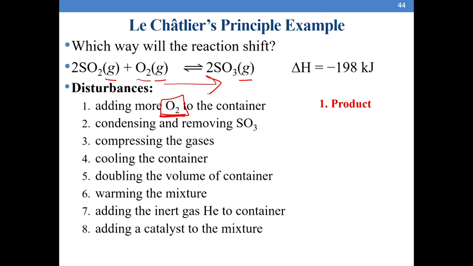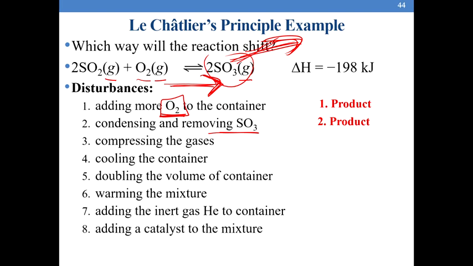If I'm removing, so somehow I figured out a way to get rid of this guy, so he's leaving. SO3 is leaving. That's what number 2 is saying. Removing SO3. Well, if he's leaving, the equilibrium is also going to shift to replace him, and it's still going to shift to the right and form more product, because SO3 is leaving, we've got to replace him.